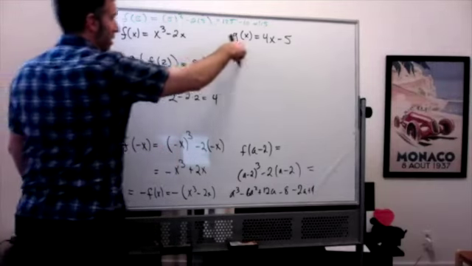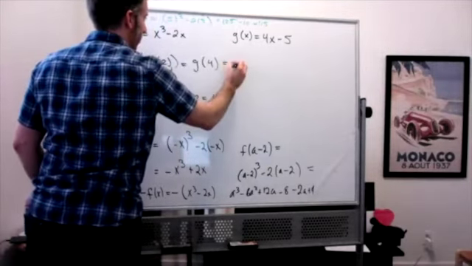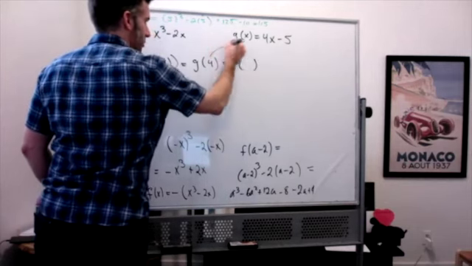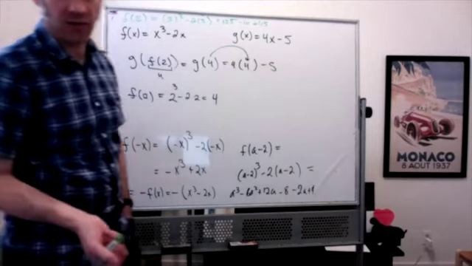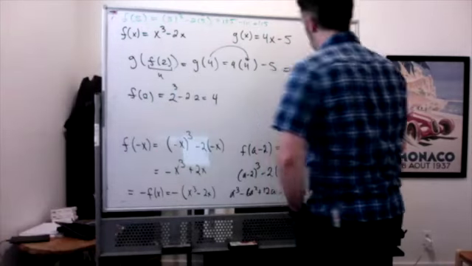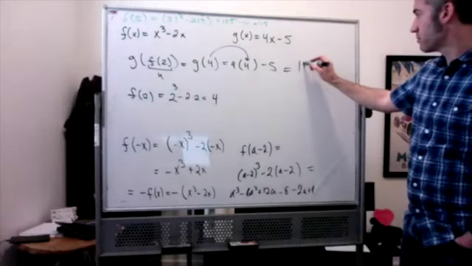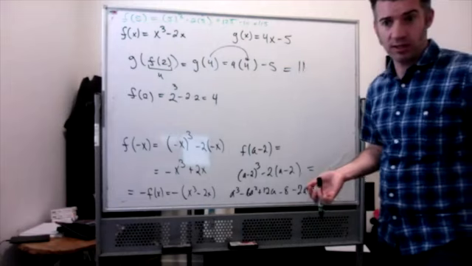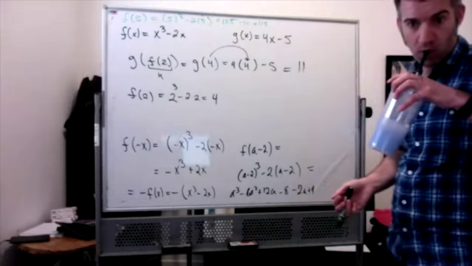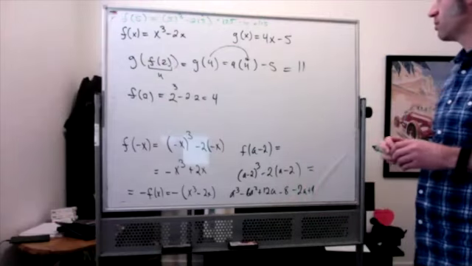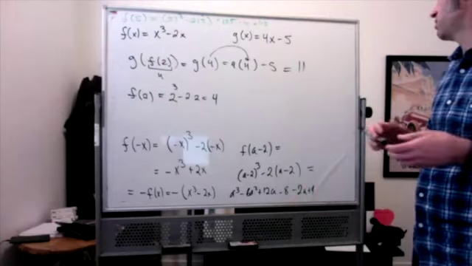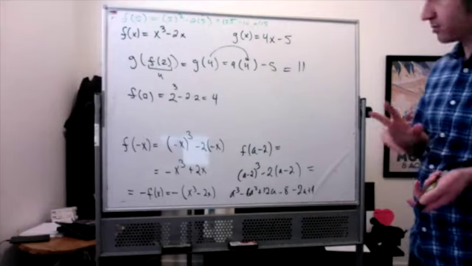And then g of 4, I'm going to use the function. That's going to be 4 times 4 minus 5, which is 16 minus 5, which is 11. So that's all g of f of 2 is.